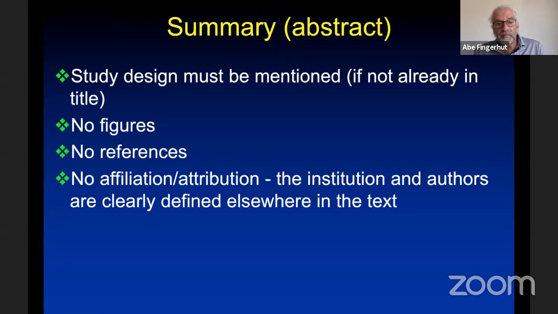But whatever, we have to have the study design either in the title or in the abstract. We have to find whether it's a randomized trial, whether it's a controlled trial, whether it's a comparative trial, cohort study. Somewhere we have to find what type of study. No figures, no tables, no references, no affiliations. The indication of where you're from, the hospital you work in, the city that you work in, is indicated elsewhere. No need to put it in the title or in the abstract.